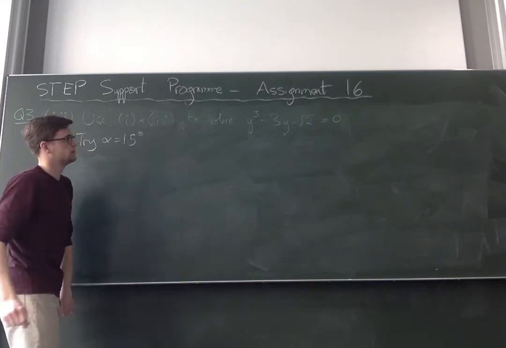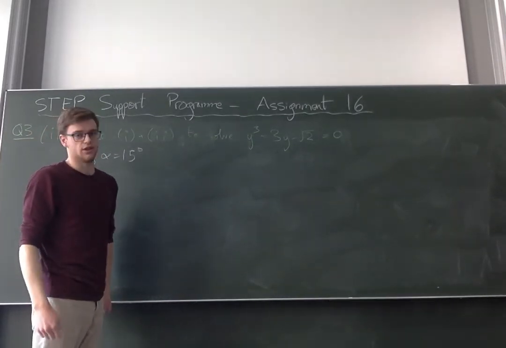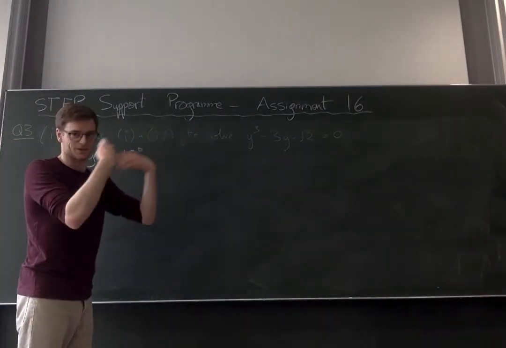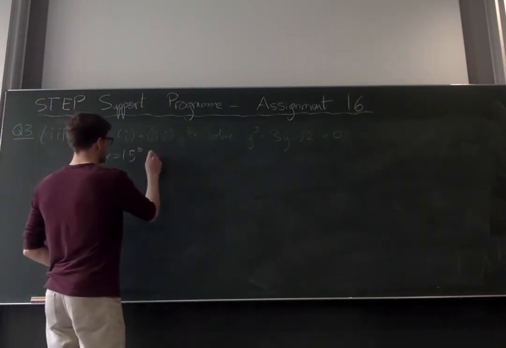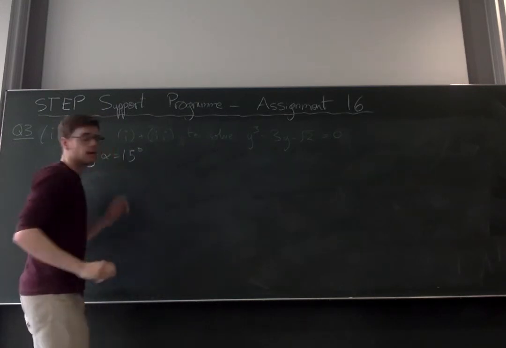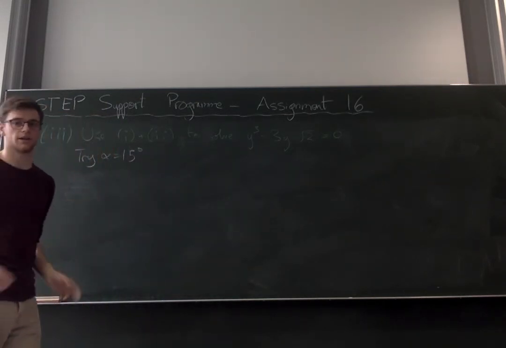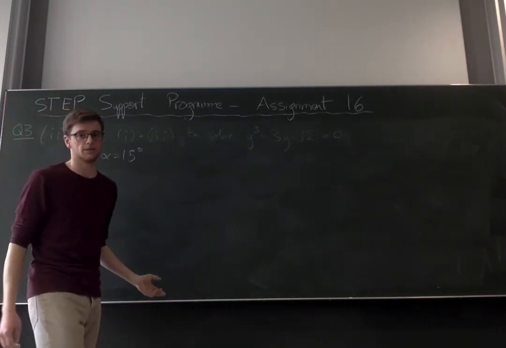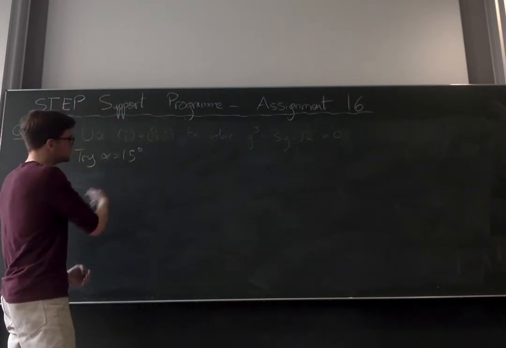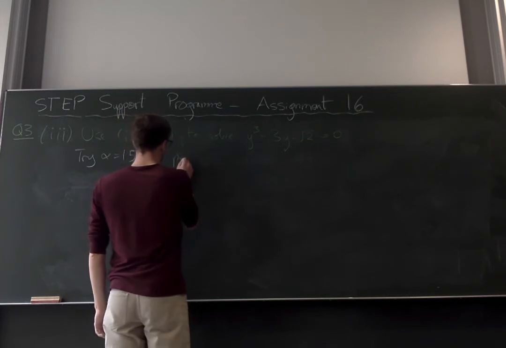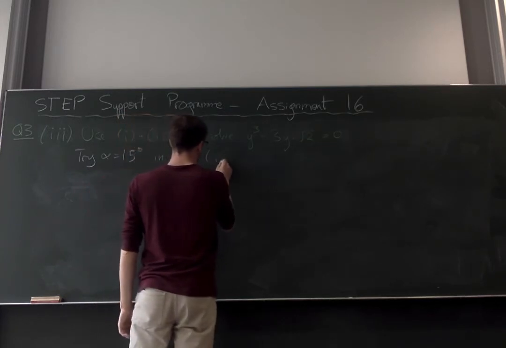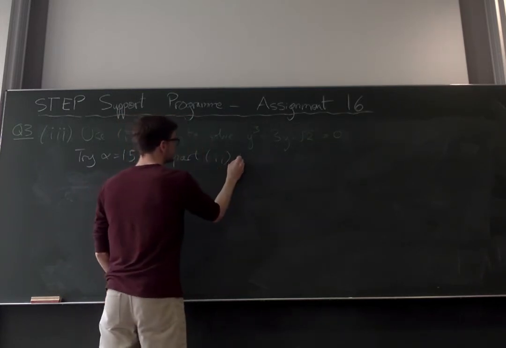Okay, that is sort of the way to come to this in terms of the structure of the STEP question. So try alpha equals 15. And by the way, if this doesn't work, we can try something else, but we'll go back to the drawing board. That happens sometimes in STEP. But try alpha equals 15 degrees in part 2.